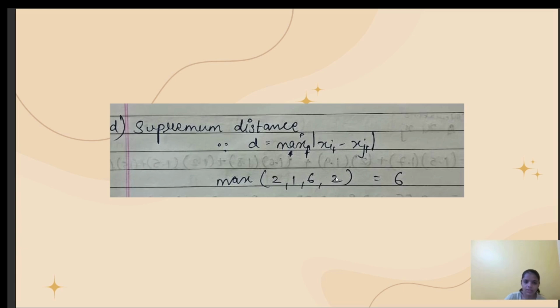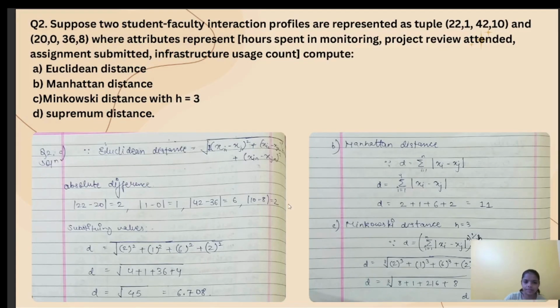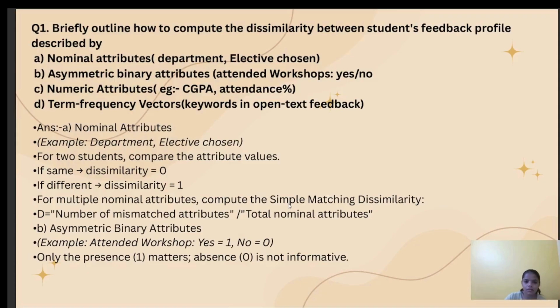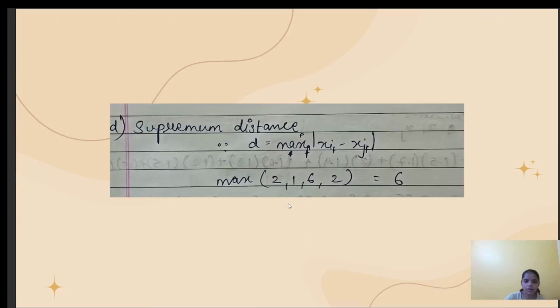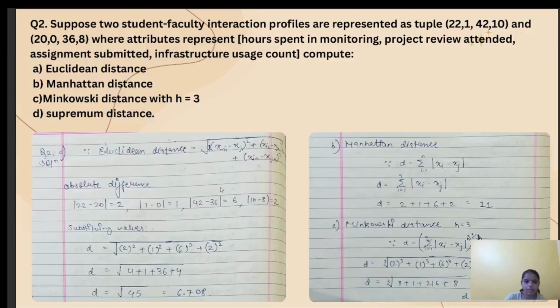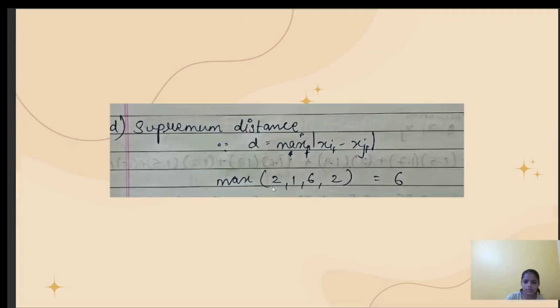So 2, 1, 6, 2 are our absolute values, which we had already calculated here. Now we will substitute and check which one is the max. So here 6 is the max, so our distance is 6.